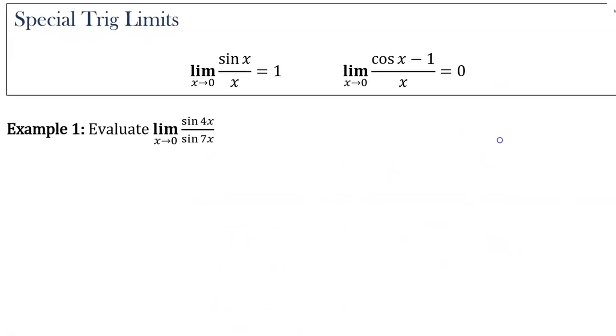We have 2 special trig limits. As long as we're talking about as x approaches 0, then sine of x over x will be 1. And cosine x minus 1 over x will be 0. Now these are 2 special limits because they work this way. All other trig limits work exactly the way that all other limits work. So these 2 are the outliers, and the rest will work just like always.